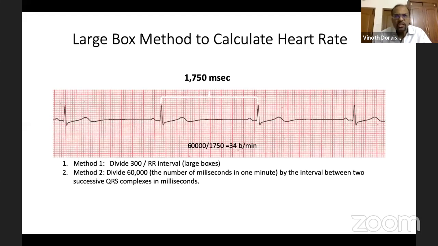You can even use the millisecond method to calculate. You know that in 1 minute, there are 60,000 milliseconds. So find out the number of milliseconds in the RR interval. You know that one small box is equal to 40 milliseconds. So this RR interval will be 40 times the number of small squares, which is 1750. Divide 60,000 by 1750 and you'll get the heart rate. So you can use milliseconds if you don't want to use the small box and large box method.